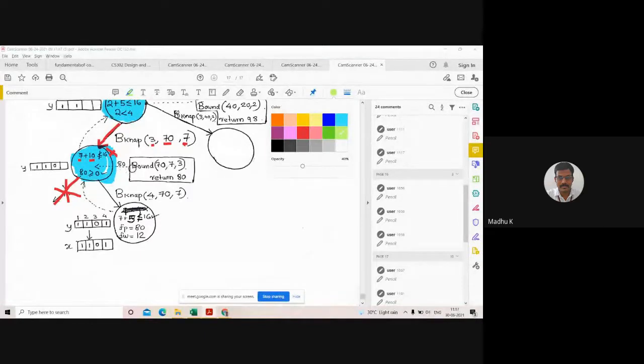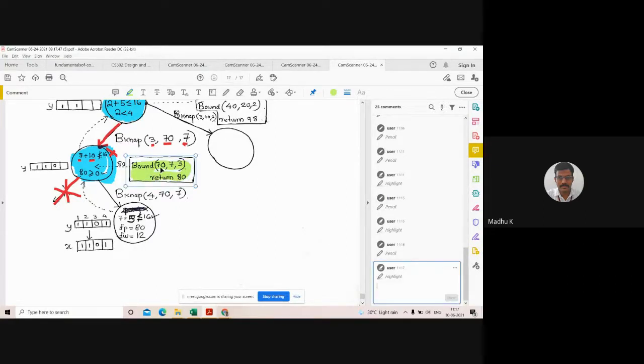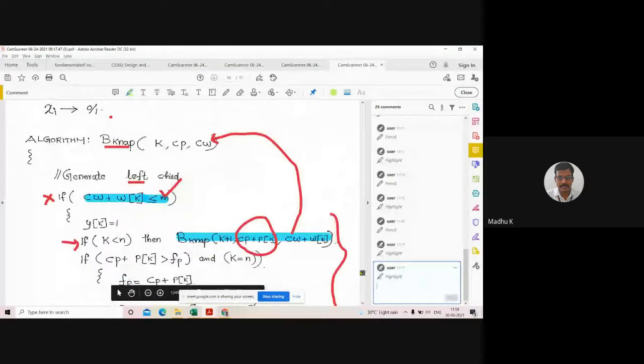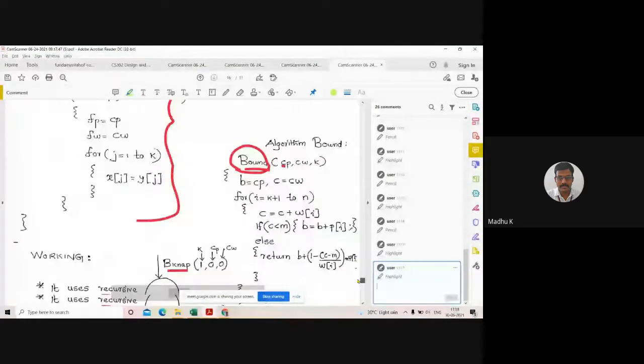Okay, note this one. This is a function bound. We will call the bound function with the parameter 773. You can observe here, call with this parameter value. Call the bound function with this parameter value. So, what is bound function?